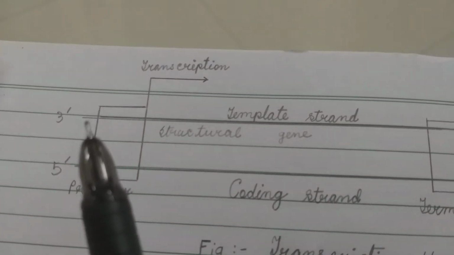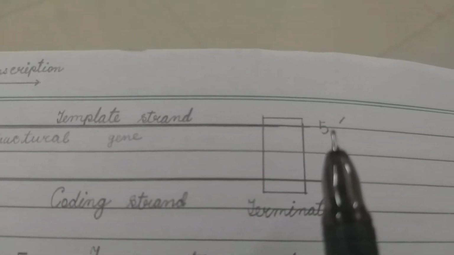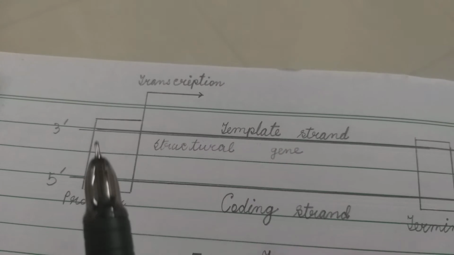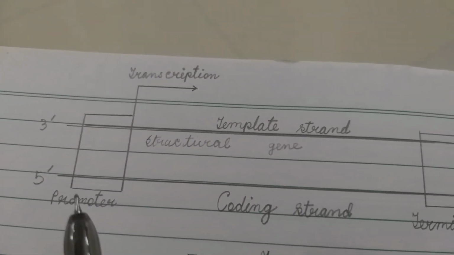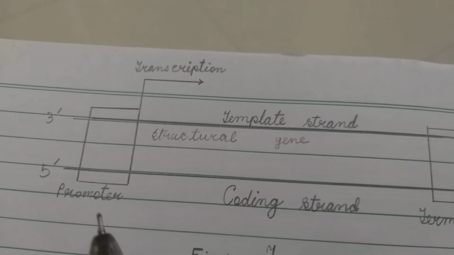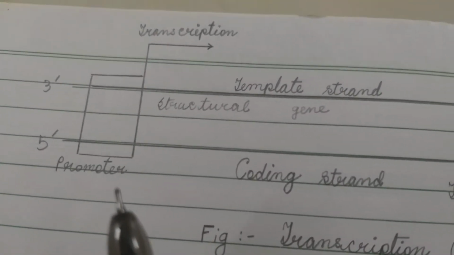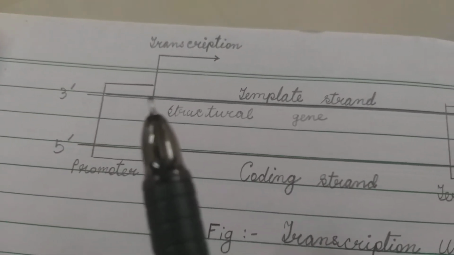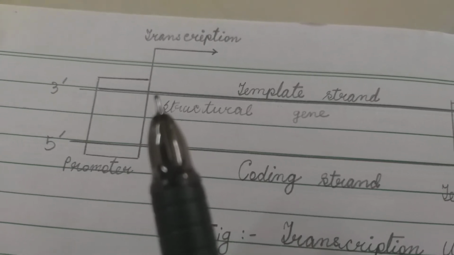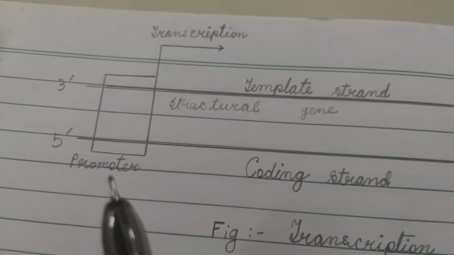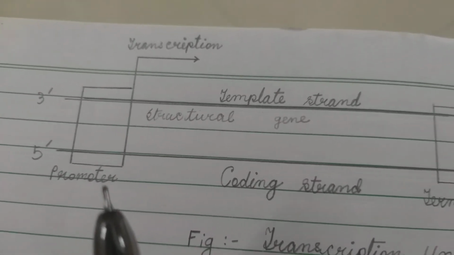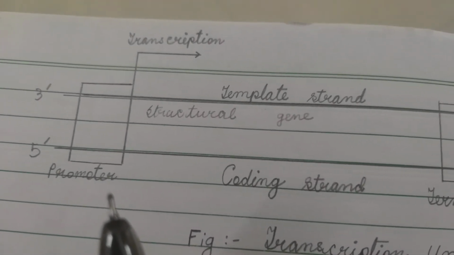Now, in the 3' to 5' strand, there is a specific sequence of DNA. This is a specific region of the DNA which is called the promoter. The promoter is a gene. A gene means a sequence of DNA, a sequence of nucleotides, a sequence of nitrogen bases. So the promoter represents a specific gene in the 3' to 5' DNA strand.